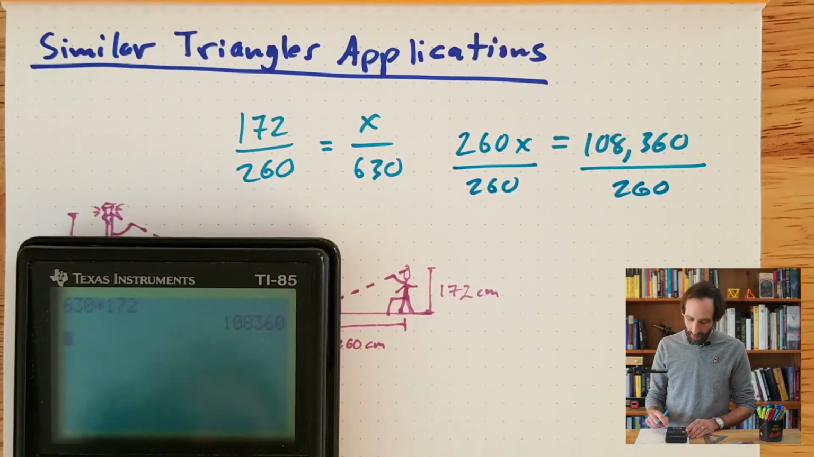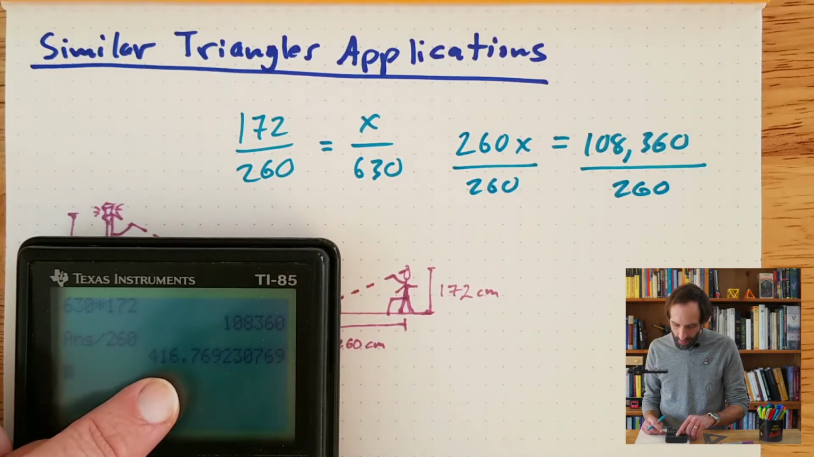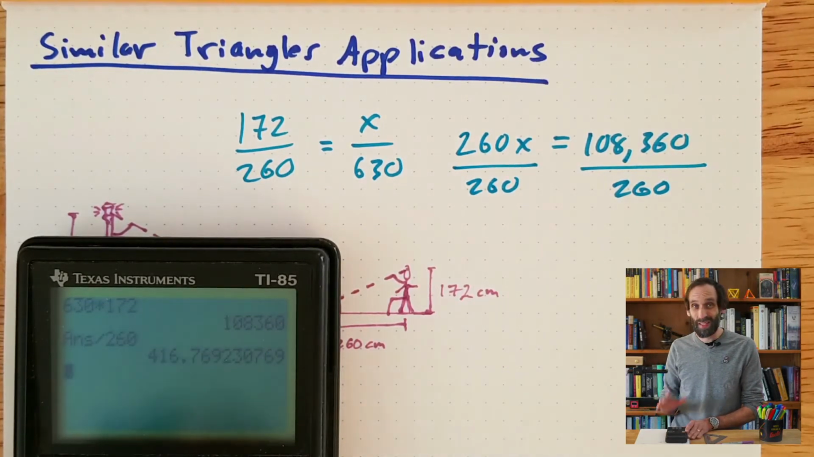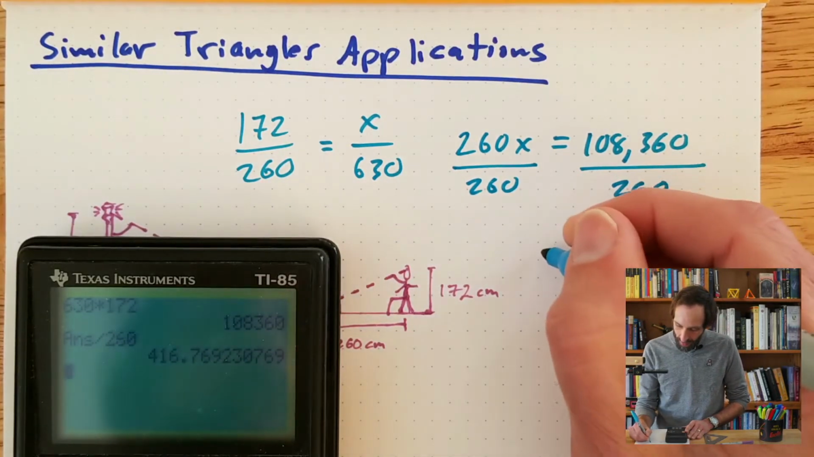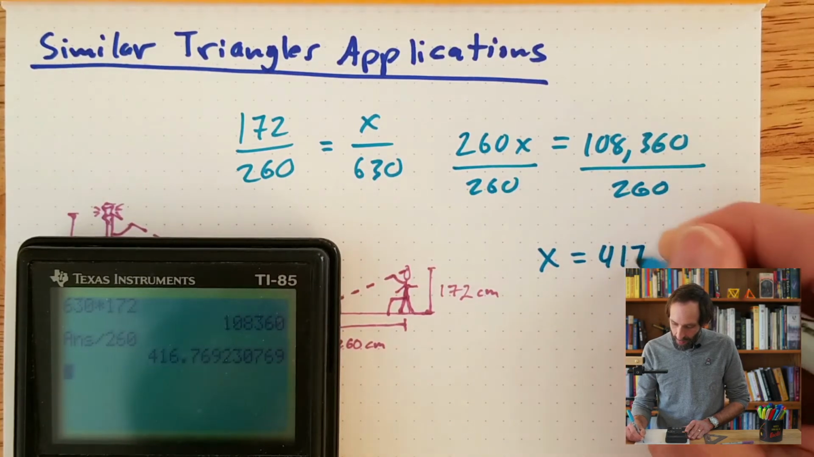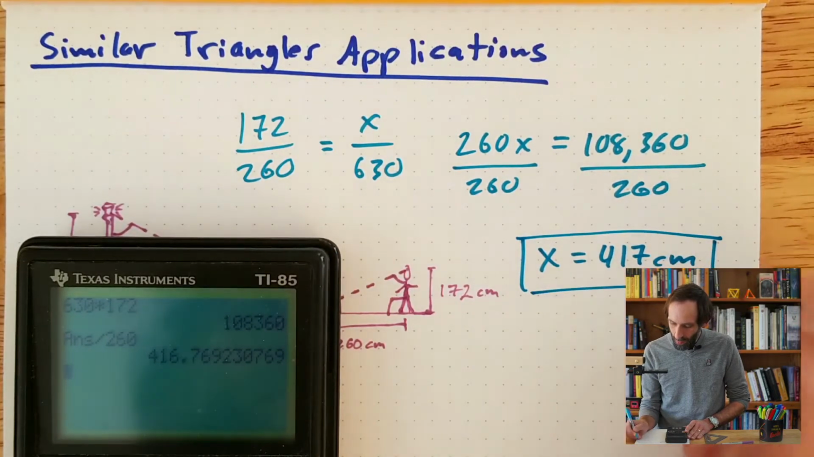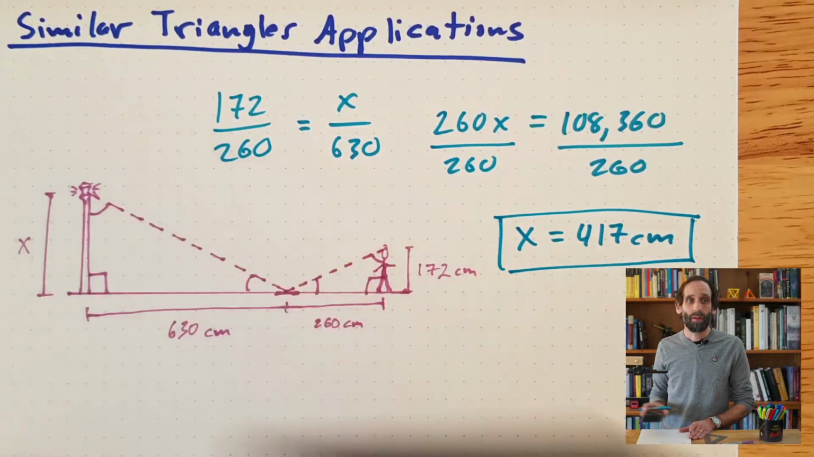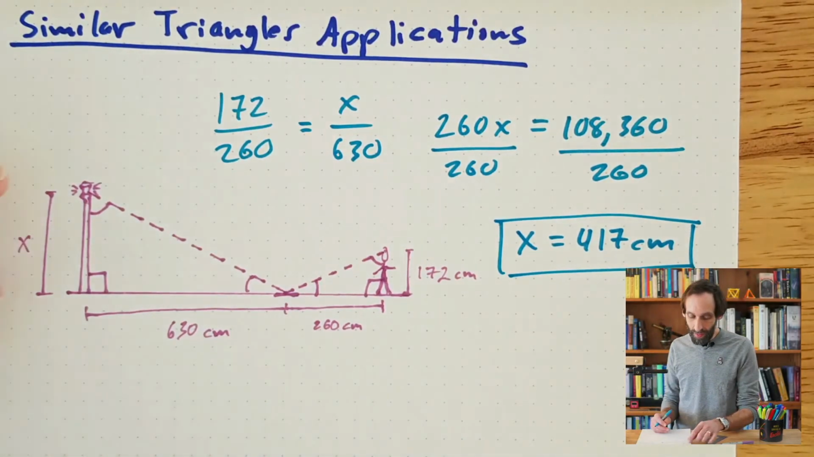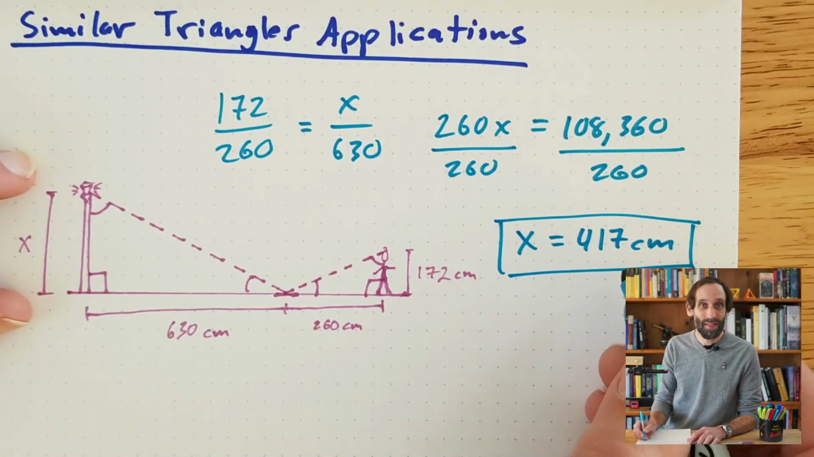In order to find the value of x, I'll divide both sides by 260. So in the calculator, I'm now going to divide this answer by 260. Okay, and that gives me 416.7. I'll just round to the nearest centimeter in this case. So I'm going to say that x is equal to 417 centimeters, which is 4.17 meters. Okay, so based on this setup, the height of this lamppost is 417 centimeters.